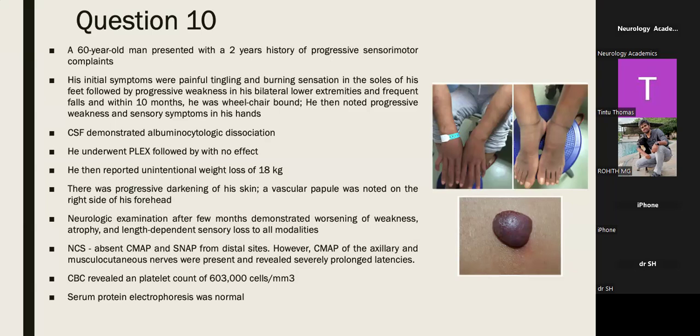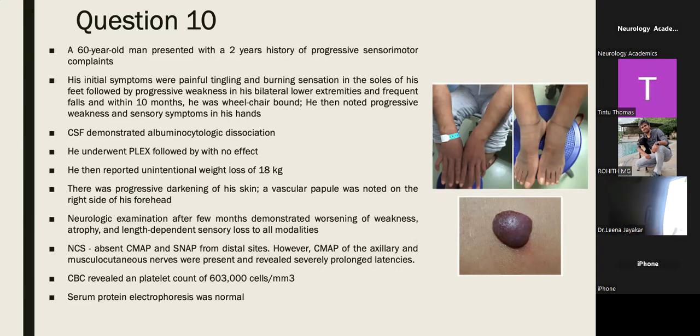CSF demonstrated albuminocytological dissociation. He underwent PLEX, after which there was no effect. Then he reported unintentional weight loss of 18 kgs in due course, and there was progressive darkening of his skin and vascular papilla as shown in the picture. Neurological examination after a few months demonstrated worsening of weakness, atrophy, and length-dependent sensory loss in all modalities. NCS showed absent CMAPs and SNAPs from the distal sites. However, CMAPs of the axillary and musculocutaneous nerves were present and revealed severely prolonged distal latencies.